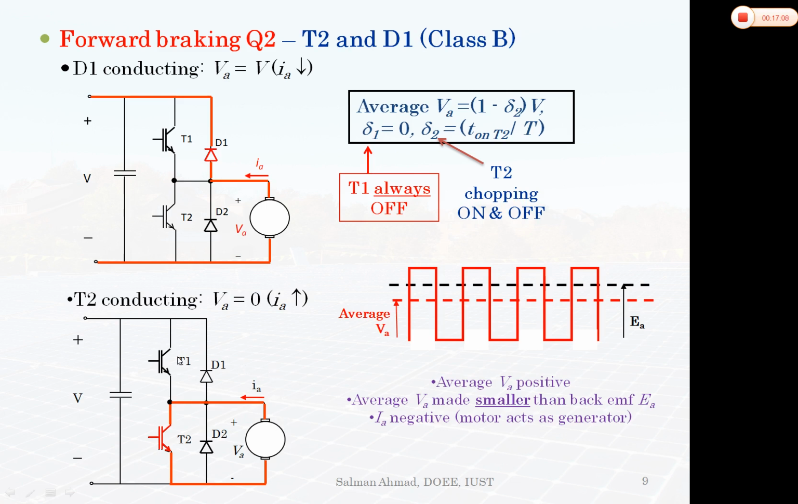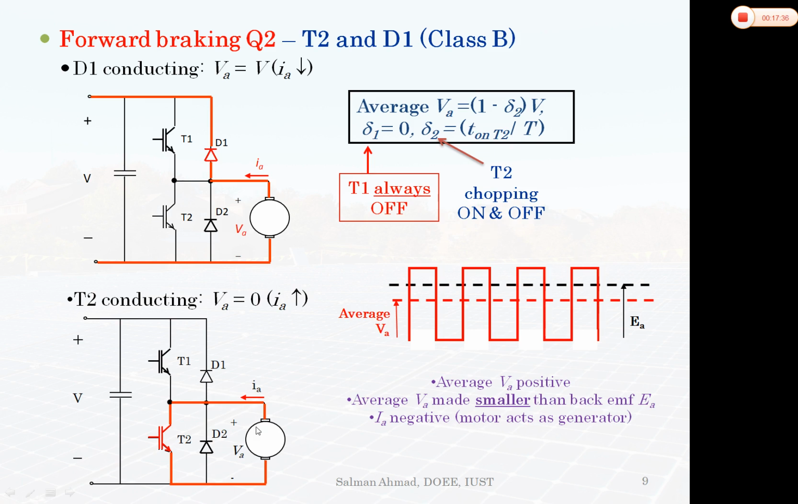So here Ia is rising, and since it is short circuited, the armature voltage across this terminal will be 0. Again we can define the average armature voltage applied across this motor, which will be 1 minus delta 2 times V. Here delta 1 is kept 0 because we are not operating T1 in that mode, and delta 2 we define as T on T2 upon T. So T2 is chopping on and off.